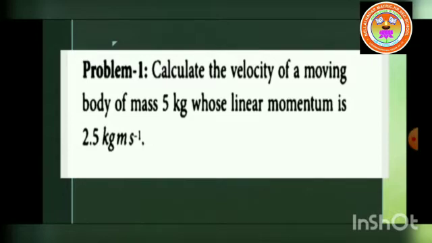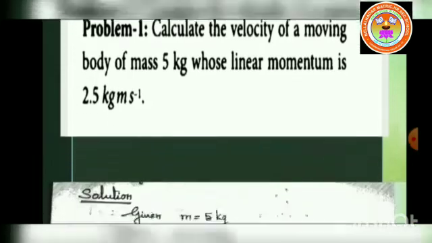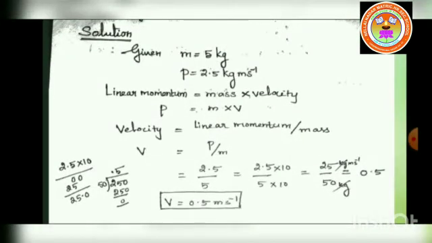Solved problem. Problem number 1. Calculate the velocity of a moving body of mass 5 kg whose linear momentum is 2.5 kg meter per second. So we know the two values given: m is equal to 5 kg, and p, the symbol of linear momentum, is equal to 2.5 kg meter per second.